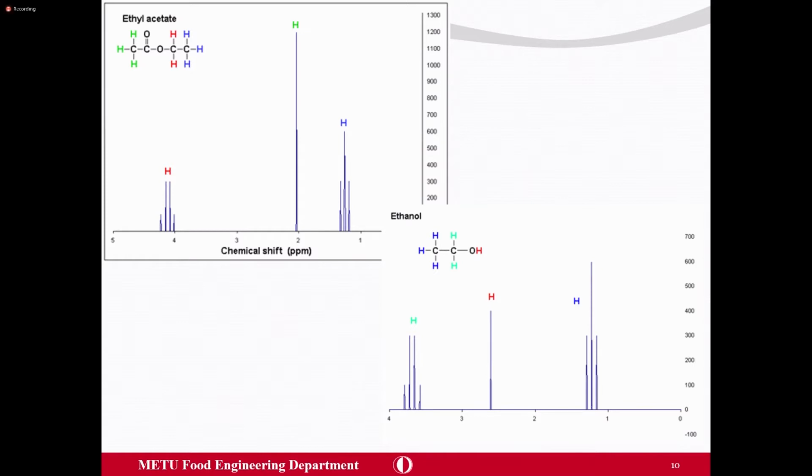At the bottom, you see the spectrum of ethanol. And again, there's a color coding. For instance, the hydrogen that is attached to the hydroxyl group has a different chemical shift, the hydrogen that is attached to the first methyl group has a different chemical shift, and the hydrogens that are attached to the second carbon atom appear at a different chemical shift. And all these together represent the ethanol spectrum.